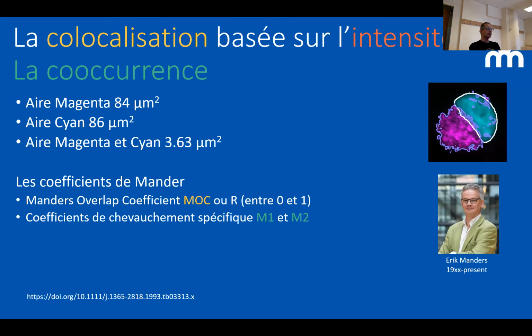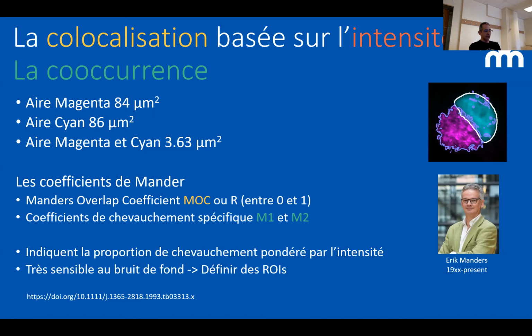So in this case, we will have 3 square microns divided by 86, and we will give you the percentage that is overlapping. It also defines some specific overlapping coefficients called M1 and M2 for each respective channel. And this gives you for each channel what is the percentage overlapping over what is the total size of the channel. So yeah, that's a technique from Manders.